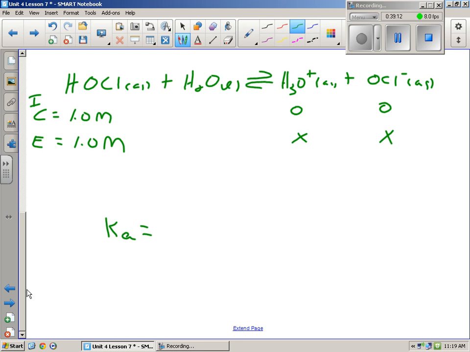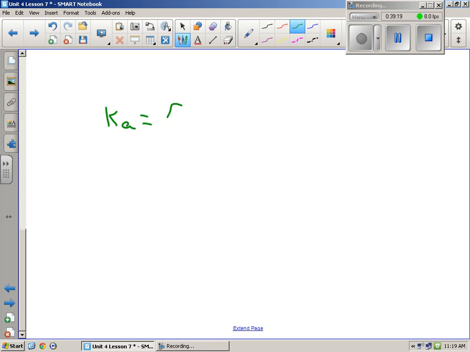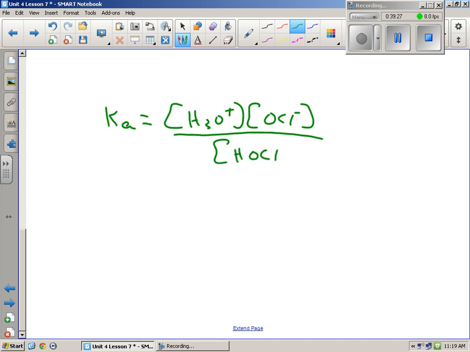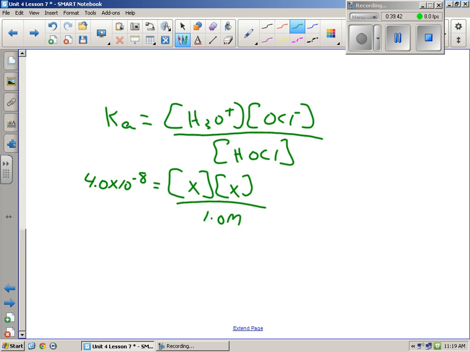Well, that depends on the Ka value, how much it breaks up, right? So, X, let me write it out here just for a little practice for me. H3O plus, hypochlorite, all over HOCl, hypochlorous acid. Okay? So, Ka value for this one I think was 4 times 10 to the negative 8. This here is X, this is X, and this was 1 molar. I'm just going kind of based on memory here, which is not great.